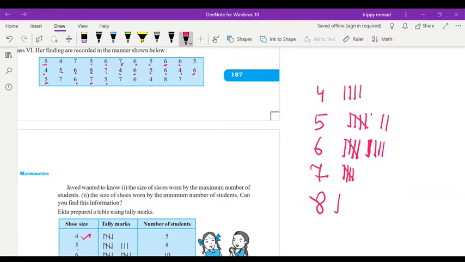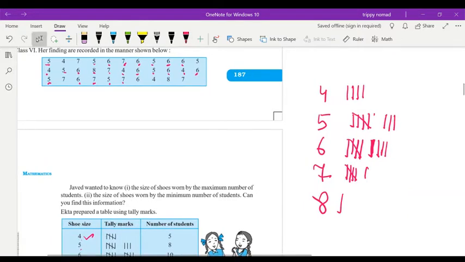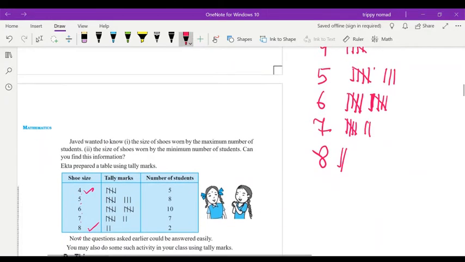Now 5. Here this one in the second group. Seventh. Again the second group started. Sixth. Then the second group completed for 6 or 5. Then 4. Then 4 again, it is completed. And then 8 and 8 second, and then 7 here. Now these are the tally marks.